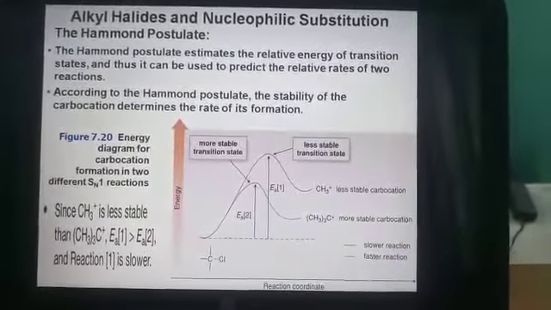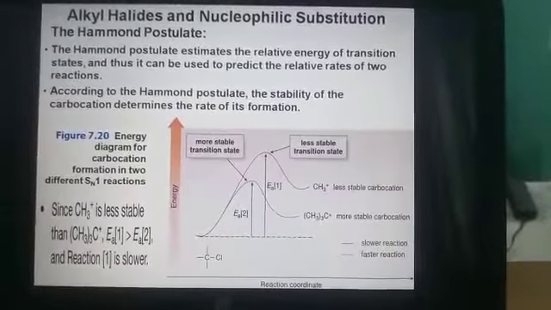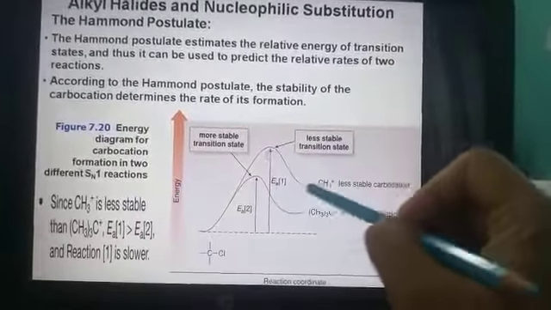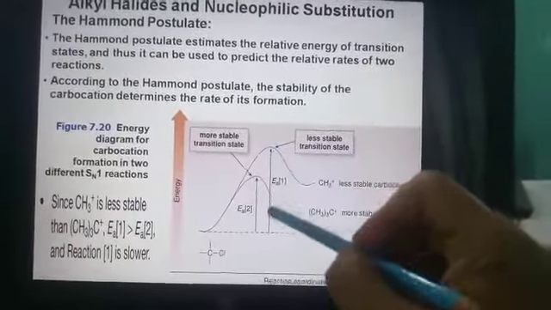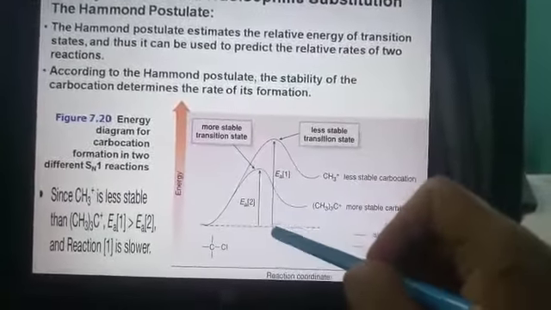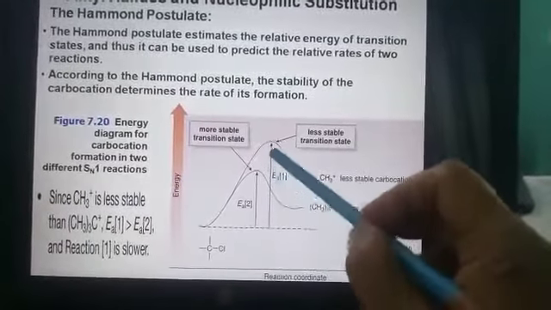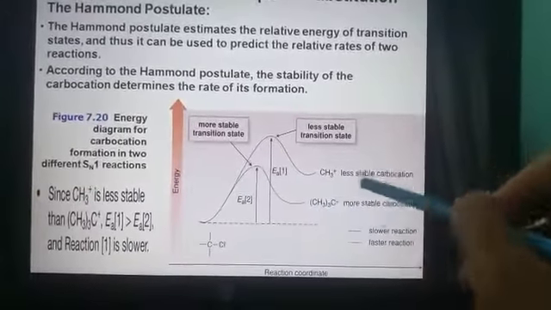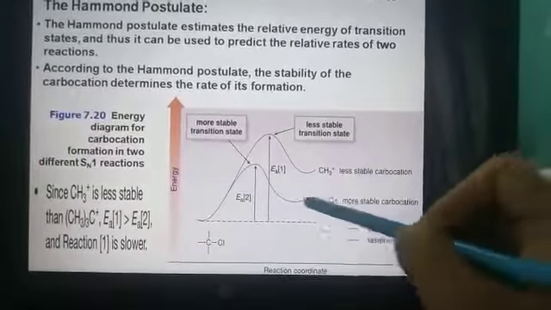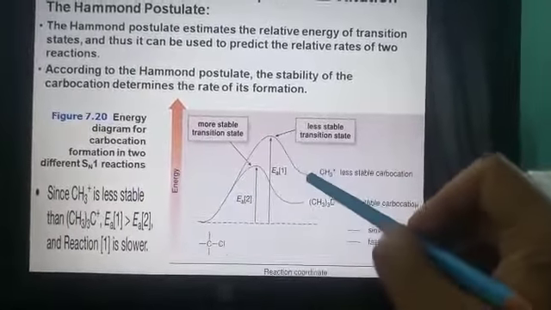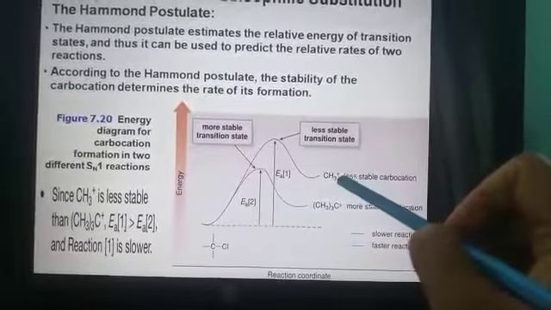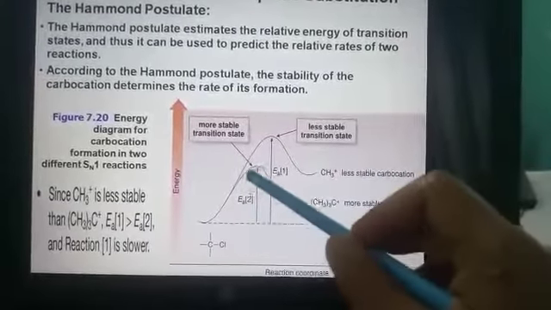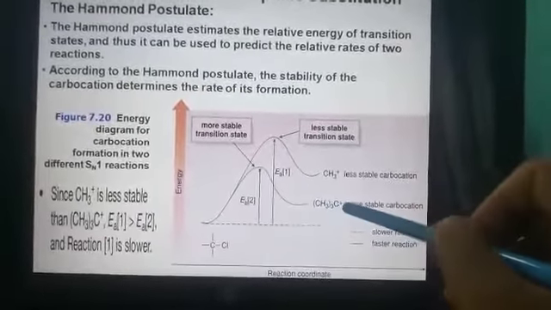According to the Hammond postulate, the stability of the carbocation determines the rate of its formation. You can see, in the case of CH3+, the methyl carbocation, it is a less stable carbocation. For that reason, the activation energy is much higher than the activation energy for the tertiary butyl carbocation, because that is the more stable one. So for the SN1 reaction with the methyl carbocation, the reaction rate is much slower than in the case of the tertiary butyl carbocation.